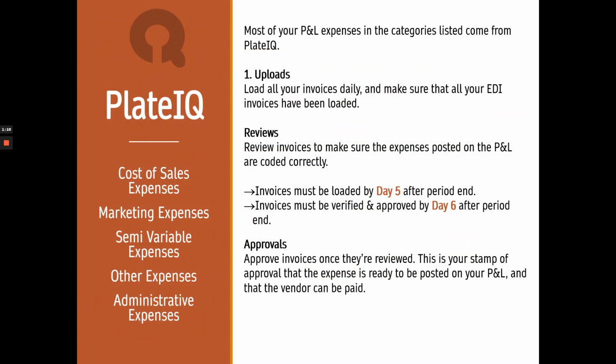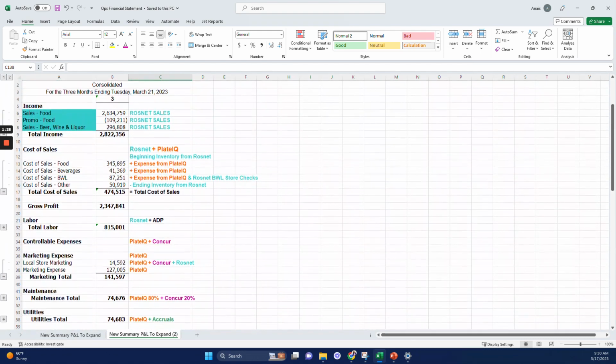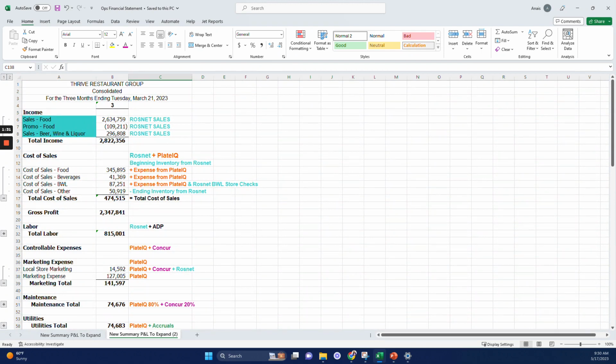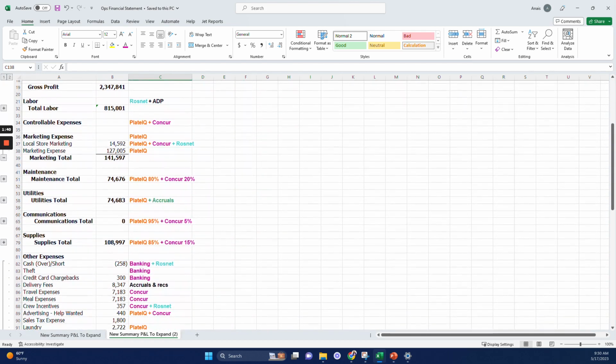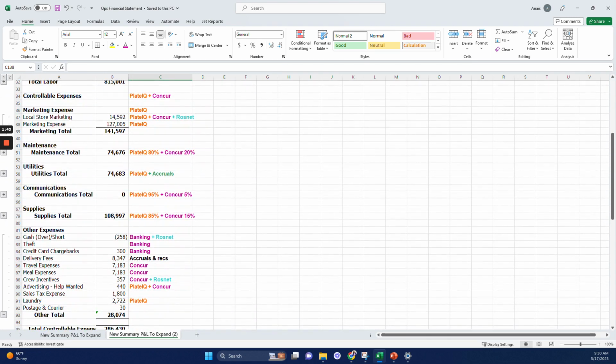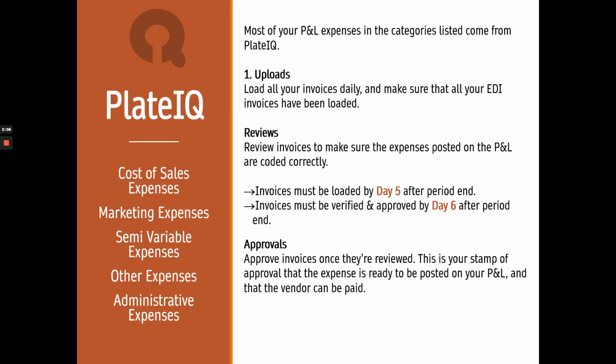The first big bucket that I mentioned is the data that we get from PlateIQ. Most of the P&L expenses that you can see in orange here on the new P&L format come from PlateIQ. So that's your cost of sales here and some of your controllable expenses such as some marketing, some maintenance, your utility invoices, some communication, supplies, and other expenses. We get all those expenses from the invoices that you load daily into PlateIQ.